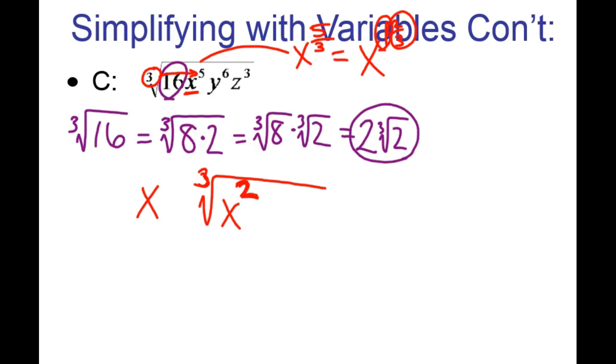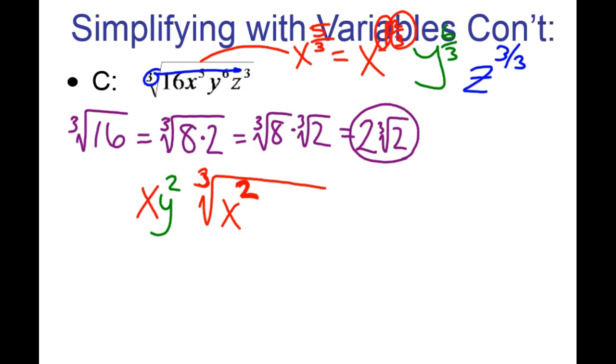If I move on to the y, 3 goes into 6, or y to the 6 over 3, would be y squared. And then if I look at z, 3 goes into 3, or in other words, z to the 3 over 3 would just be a 1. There's no fractions left over.